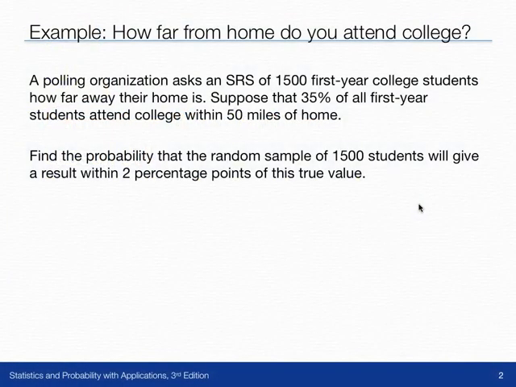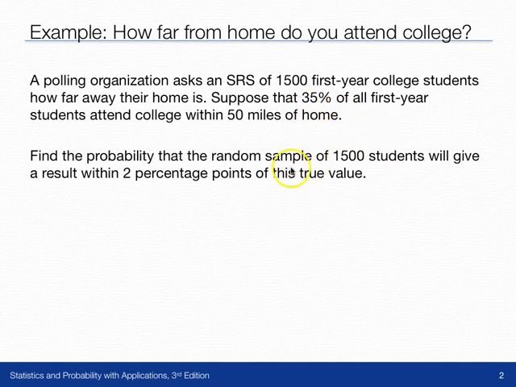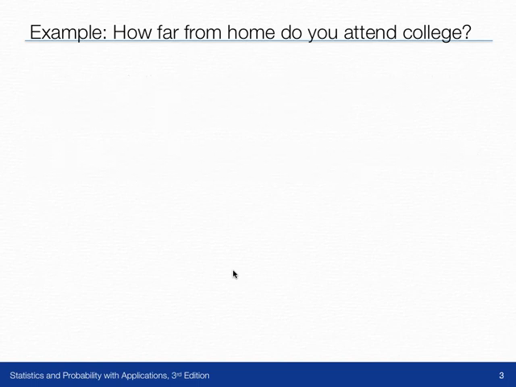A polling organization asks a simple random sample of 1,500 first-year college students how far away their home is. Suppose that 35% of all first-year students attend college within 50 miles of home. We want to find the probability that the random sample that we've selected of 1,500 students will give a result within 2 percentage points of this true value. That is to say, somewhere between 33% and 37%. Anything in that range would be within 2 percentage points of the true value.